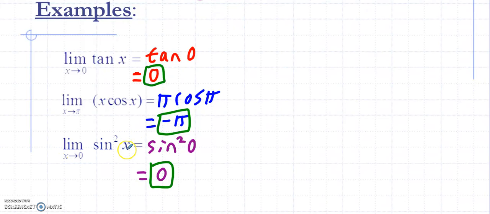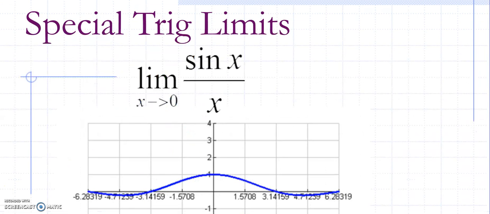The limit as x goes to 0 of sine squared x equals sine squared of 0. What is the sine of 0? Sine of 0 is 0. 0 squared is 0. All right, so we did direct substitution there for all three of those. Remember, that is our go-to analytical technique. Always try direct substitution first.